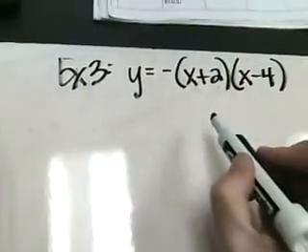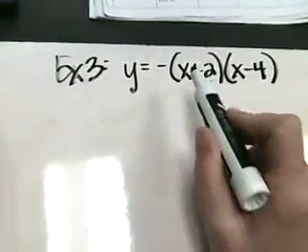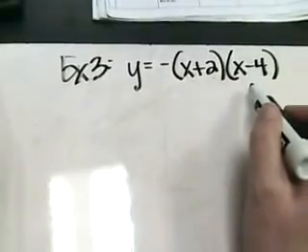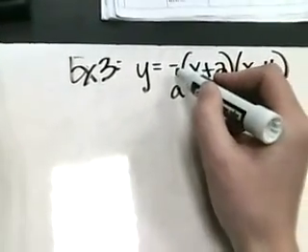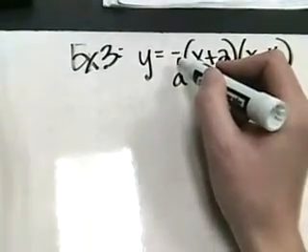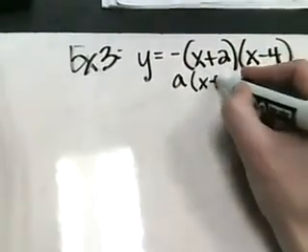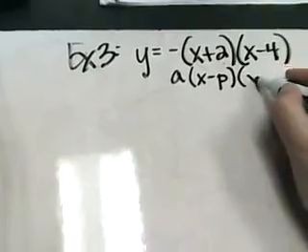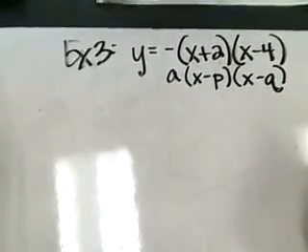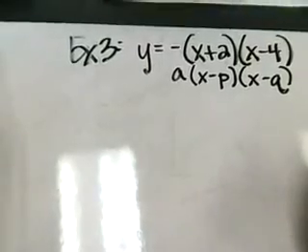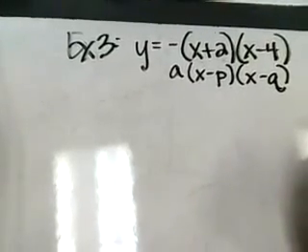All right, but this is intercept form because I have 2 quantities, and more specifically, I have 2 x's being shown. So this is my a. Yes, there's just a negative there, but remember it's a -1, even if I can't see it. Then I have x minus p and x minus q. Now remember, P and Q are just like H. They are opposite of what they look like. And we'll talk about that here in a second.